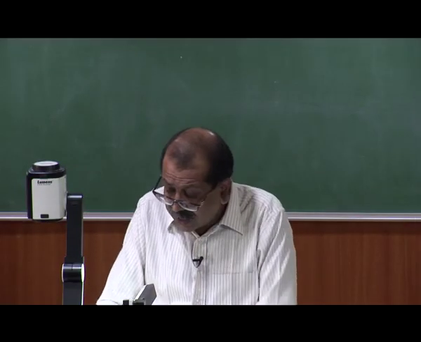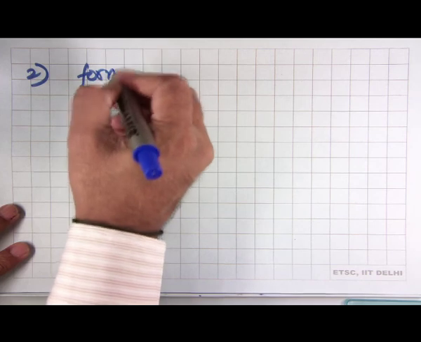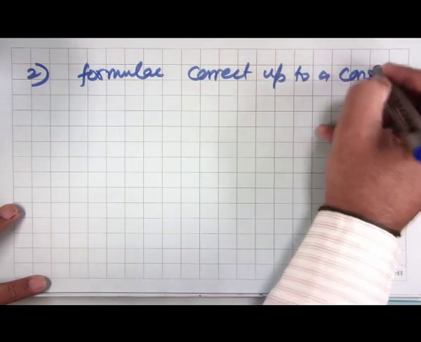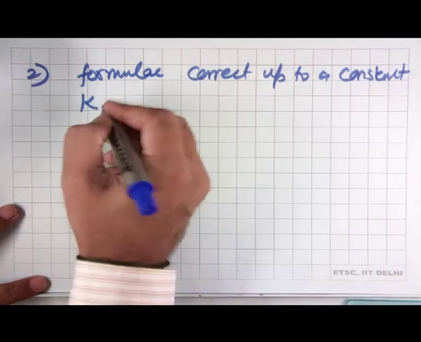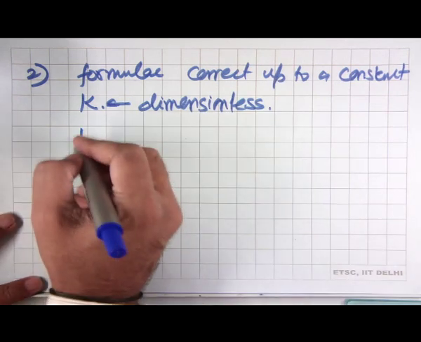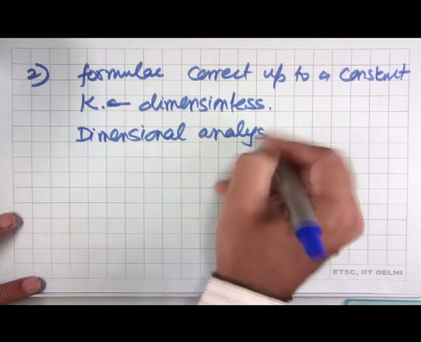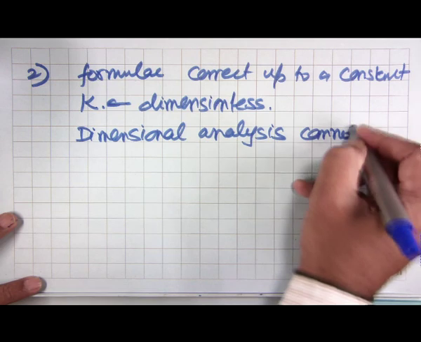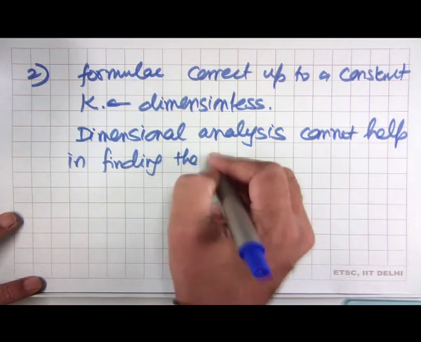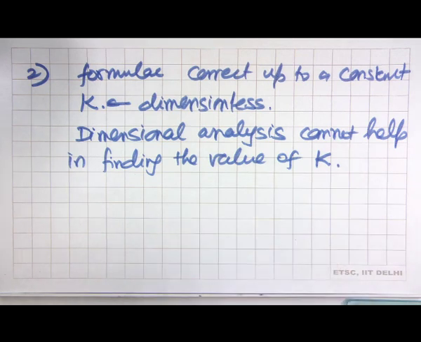Then secondly, as you must have realized, the formulas which we get from dimensional analysis are correct up to a constant k, which is dimensionless. Now, dimensional analysis cannot help us in finding the value of k. So, using dimensional analysis, we cannot find the dimensionless constants which come.